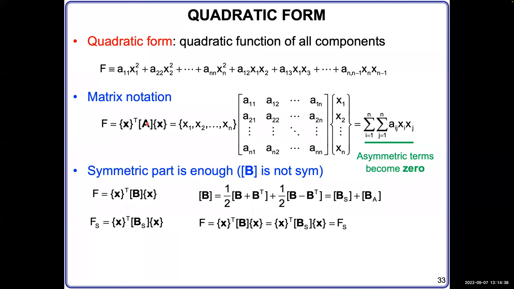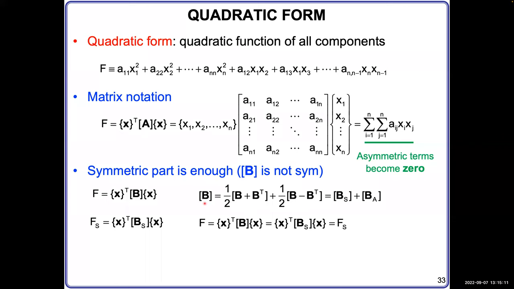For example, A12 equals A21. A1n equals An1, right? That is the symmetric matrix. But there's also the asymmetric matrix. That is, the diagonal components are all zero, but the off-diagonal components are the negative of each other. A12 equals minus A21, right? Something like that. These two kinds of components always exist in any given matrix, okay?